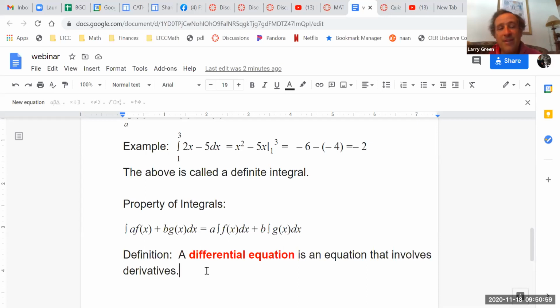Okay, if you're even talking about velocity and position, that's a differential equation because the derivative of the position is the velocity. That's a differential equation. Everything basically is a differential equation.